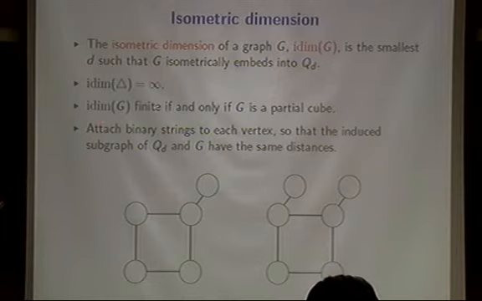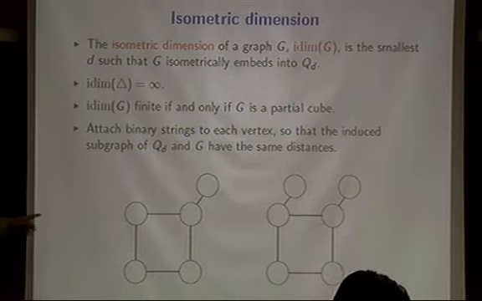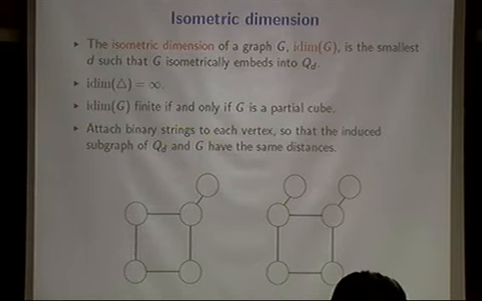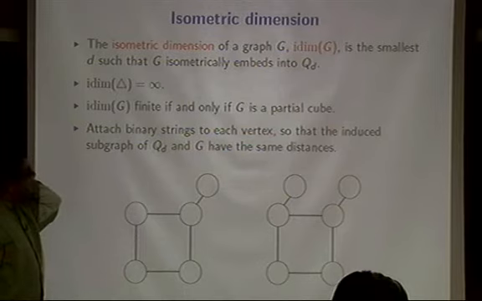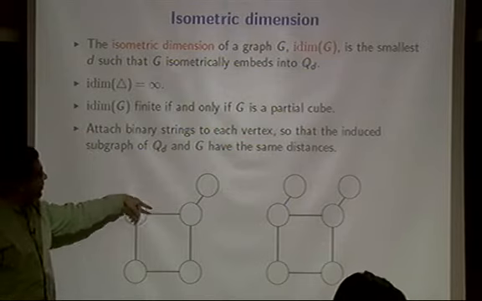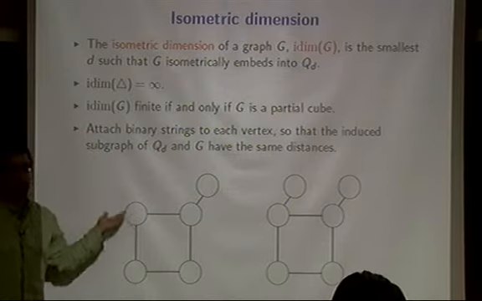The isometric dimension is finite if and only if the graph is a partial cube by definition, or is isometric to a partial cube. And in some sense, if you're given a graph and you would like to know its isometric dimension, what you have to do is attach a binary label to each vertex, and what you would like is that the induced subgraph by these labels and G should have the same distances.